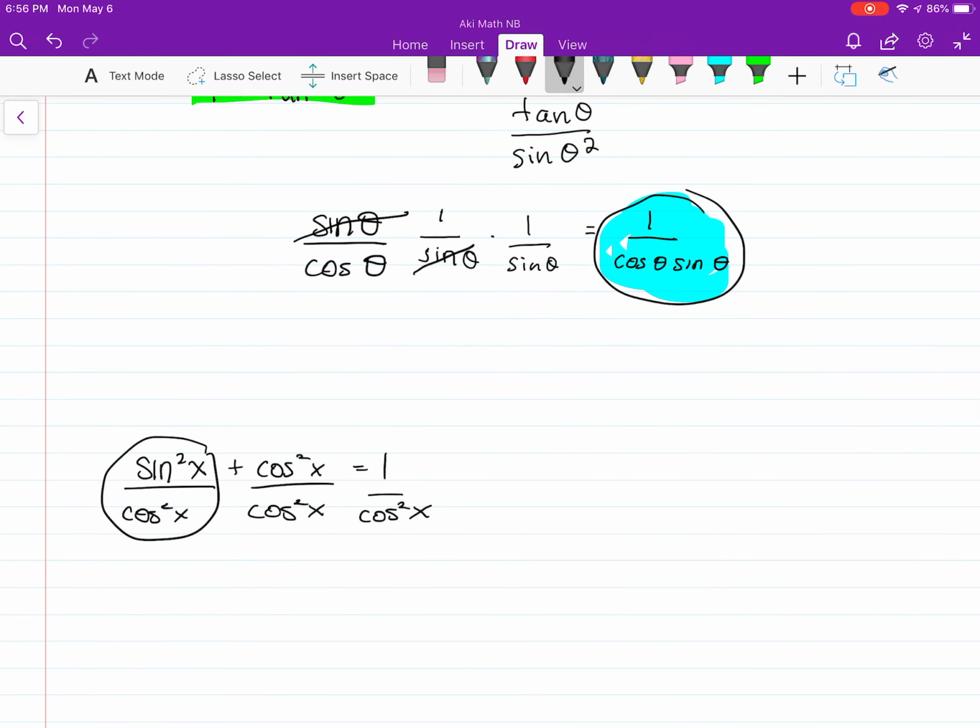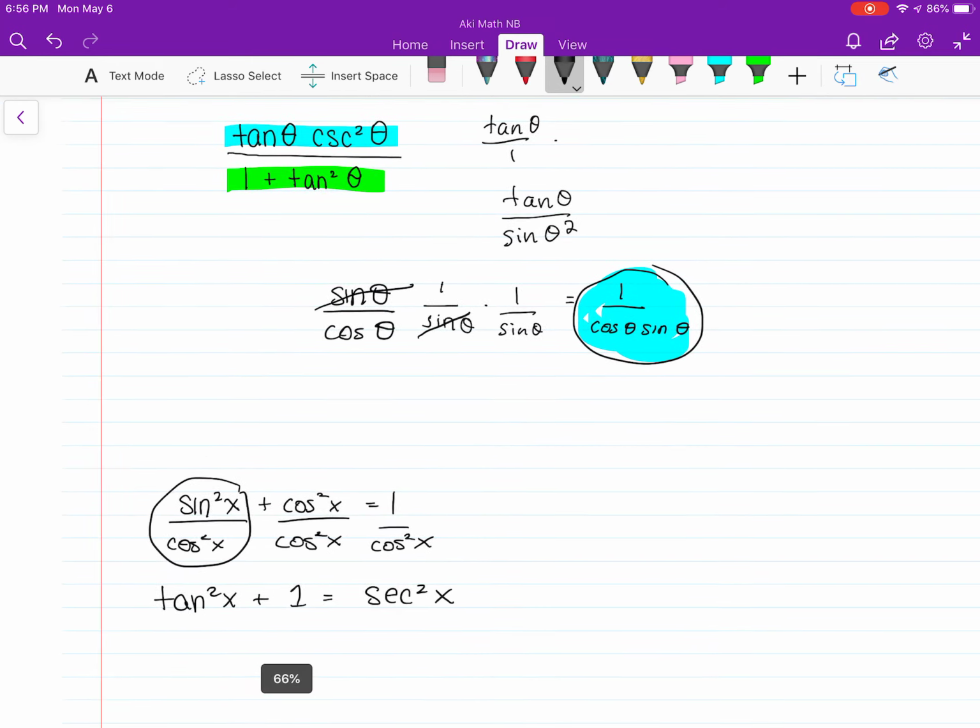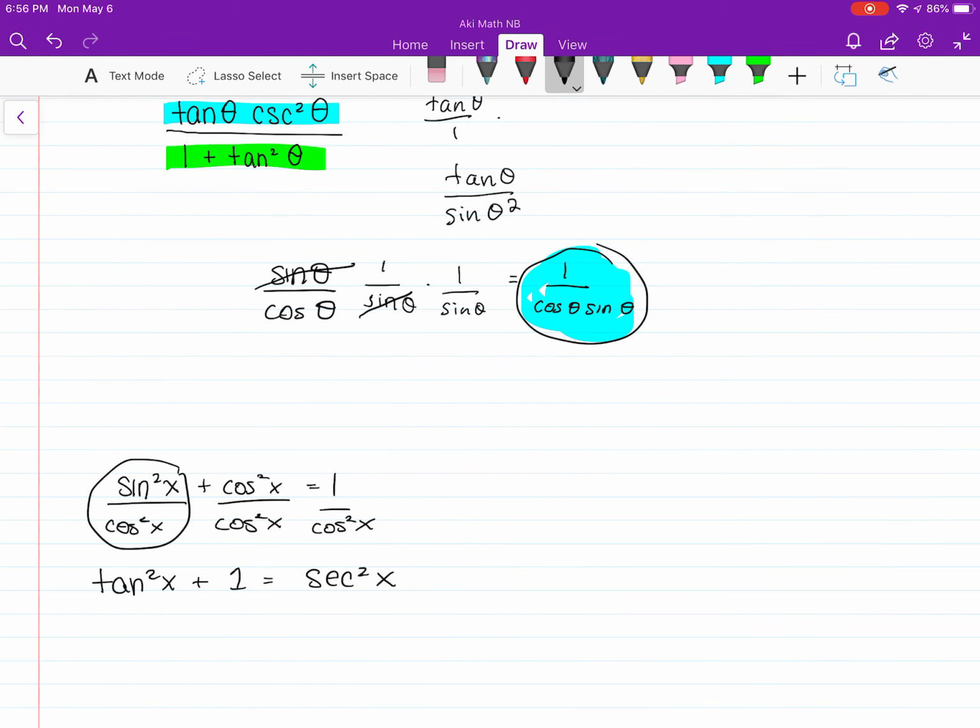This here is the same as tan squared x plus 1 equals secant squared x. Okay. So tan squared theta plus 1 is the same as secant squared theta. Okay. So we're going to put this all, which is the same as 1 over cosine x, cosine x.